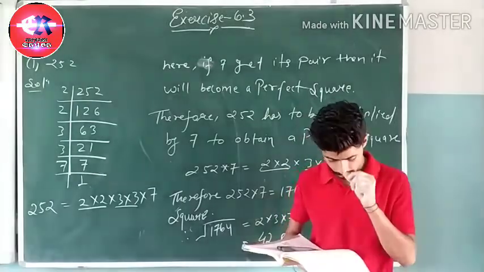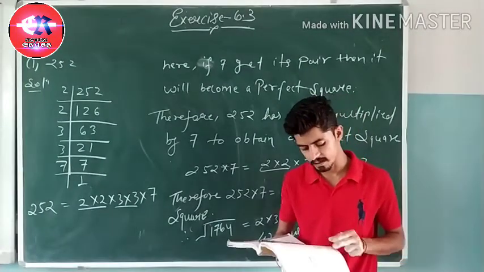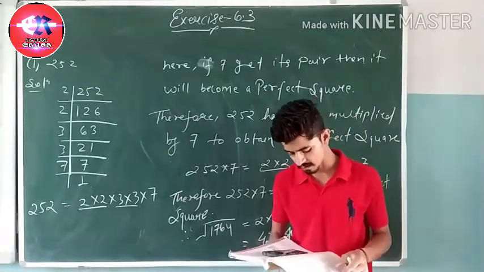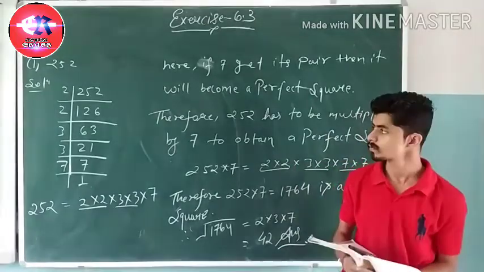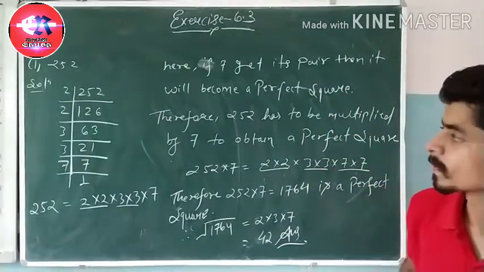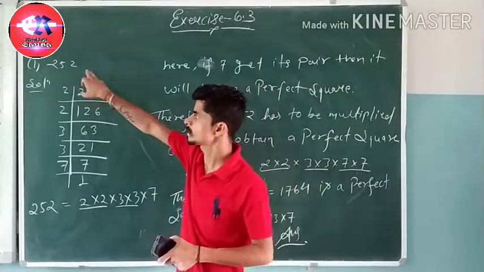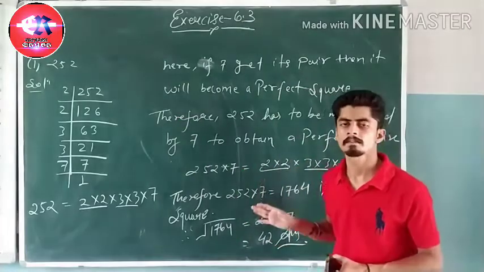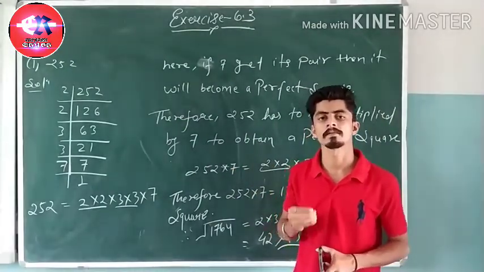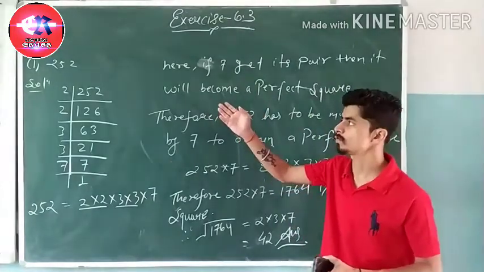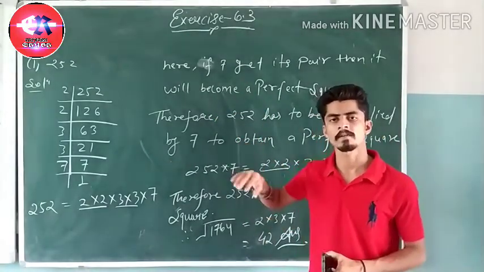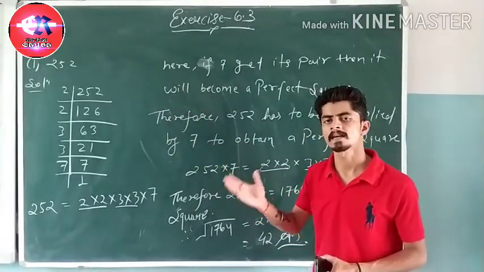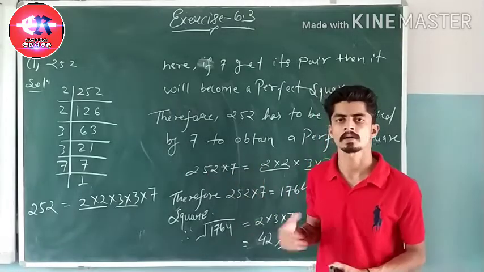For each of the following numbers, find the smallest whole number by which it should be multiplied so as to get a perfect square. Also find the square root of the square number so obtained. That means in this question we get 252, the first number, and this is not a perfect square of any number. So by which whole number we have to multiply this number so we get a perfect square. And after finding that number, we have to multiply it and then find the square root of the new number we obtained.